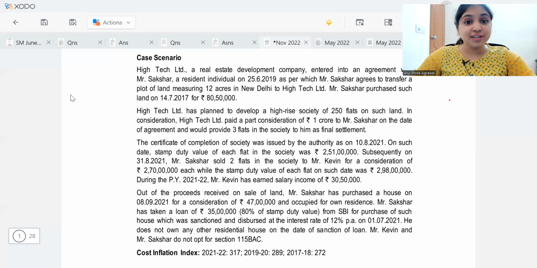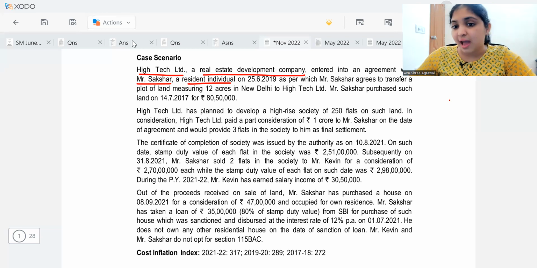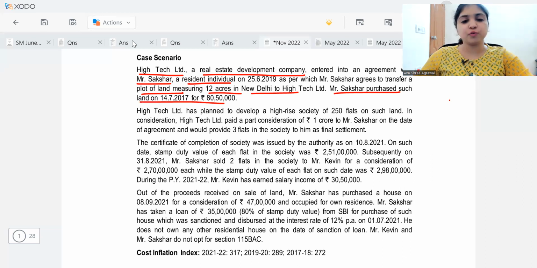Let's begin. Let's read the question. Let us understand what exactly has happened here, and then we'll get to the questions. All right, let's read. It says, High-Tech Limited, a real estate development company, entered into an agreement with Mr. Sakshar, a resident individual, on 25th June 2019, as per which Mr. Sakshar agrees to transfer a plot of land measuring 12 acres in New Delhi to High-Tech Limited. Mr. Sakshar purchased such land on 14th July 2017 for 80,50,000.